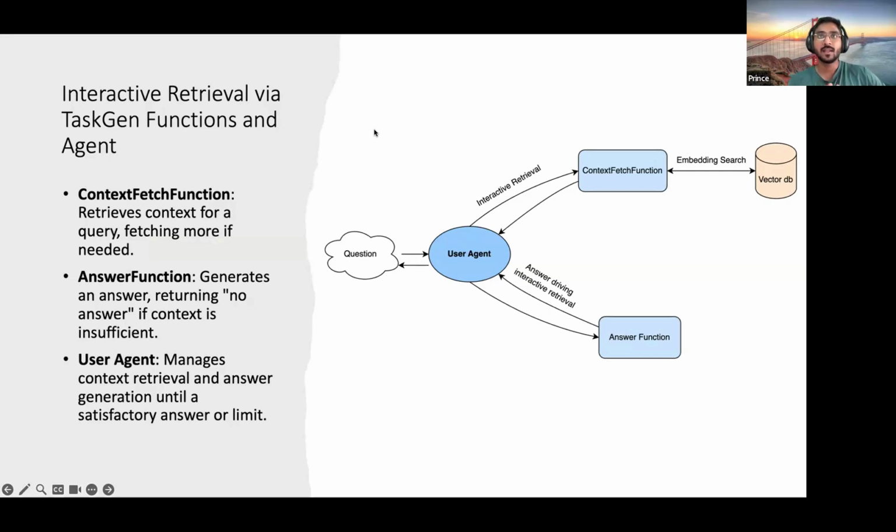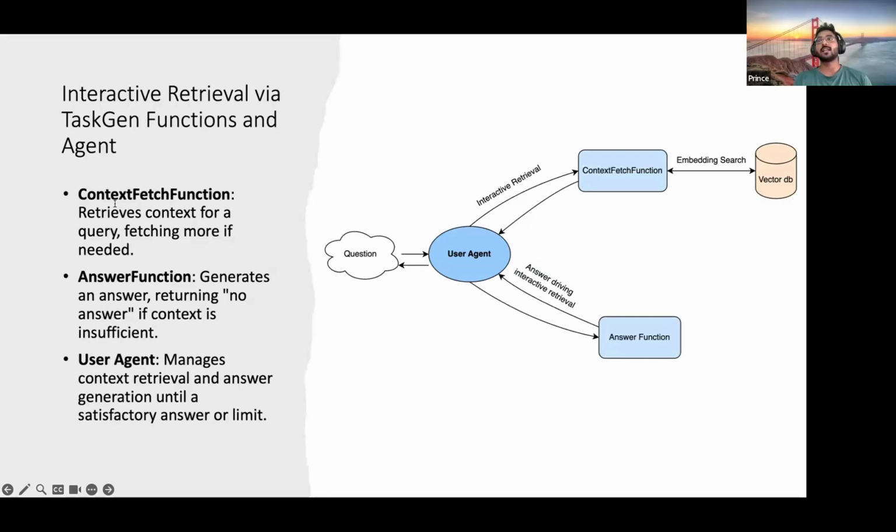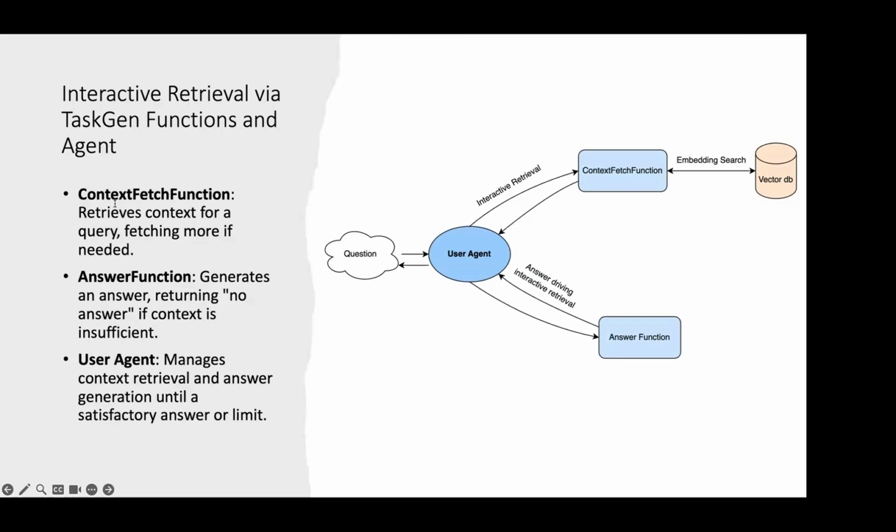And the user agent, since it is seeing everything, is also seeing the context fetch function output and the answer function output. So it sees that the answer function was not able to answer using the context. So it takes a decision that, okay, I need to fetch more context because this context was not sufficient to answer the question. Gotcha. So we delegate it to the later part, whether you are able to answer or not. Okay. Thank you.